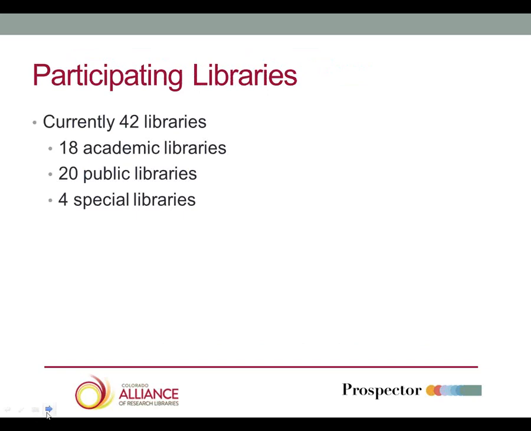So libraries in Prospector, there's currently 42, and there's kind of an equal number, as you can see, between academics and publics. Fewer academic libraries, but lots of big publics, and then we've also gotten some smaller publics in the Marmot Consortia. And then we also have 4 special libraries.